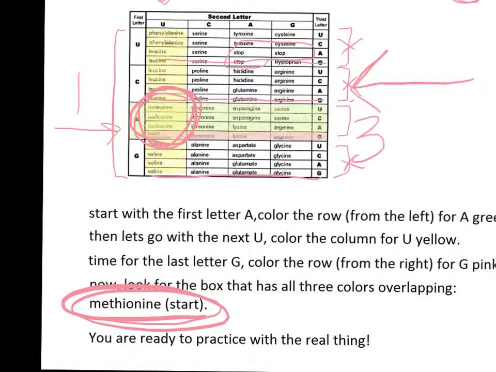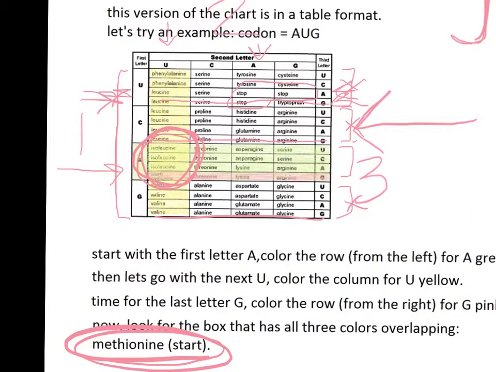And notice there's three combinations. So they could be U, A, A, or U, A, G, or U, G, A.